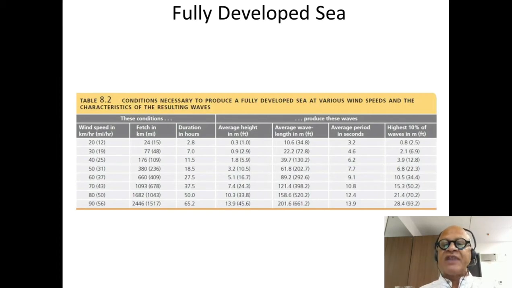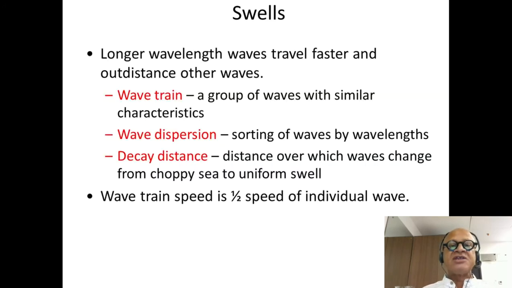So average wavelength here in meters will be more than 200 meters. The average period in seconds is almost 14, and the height of the highest 10% of waves is 28.4 meters. Obviously it decreases as the wind speed decreases, the fetch decreases, and the duration decreases. That's intuitively obvious, but the table makes it clearer.